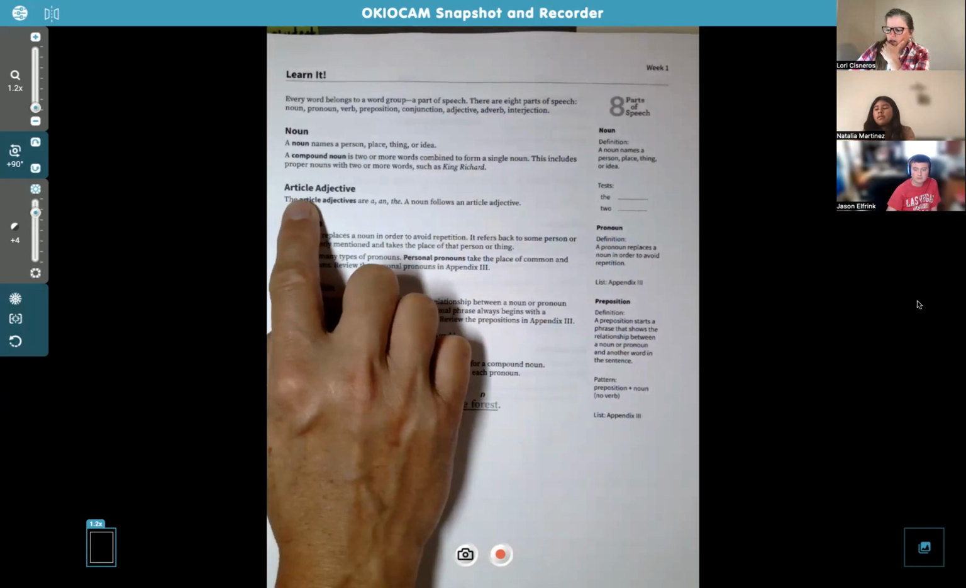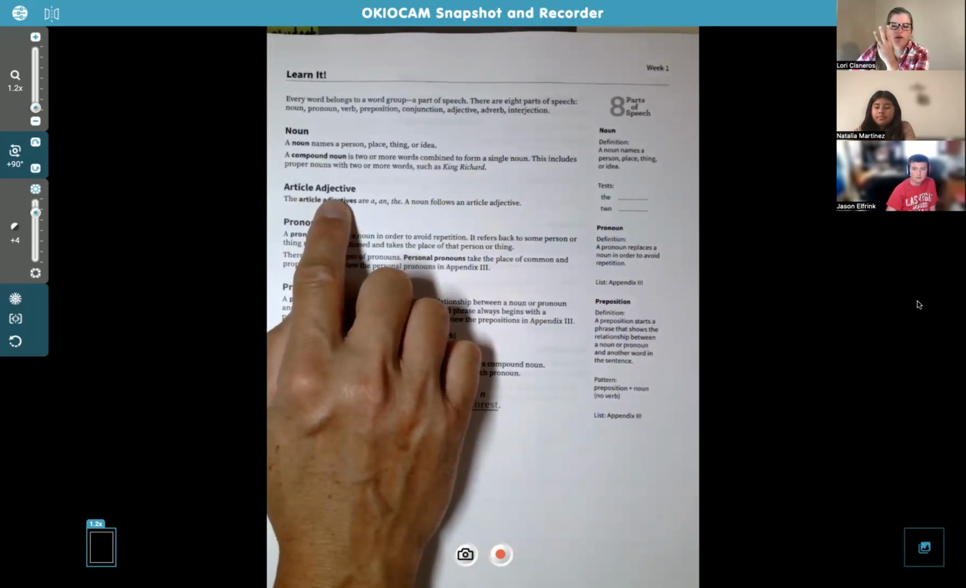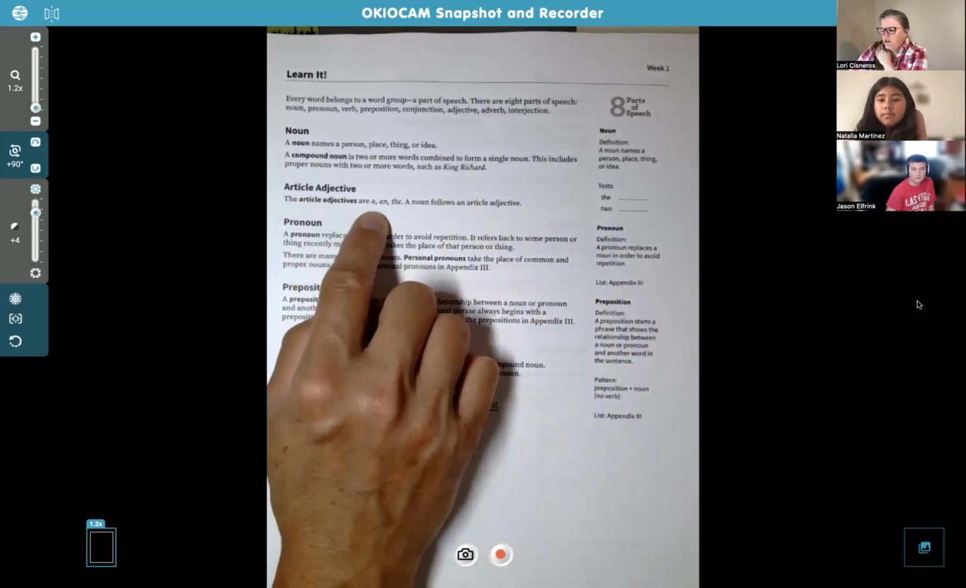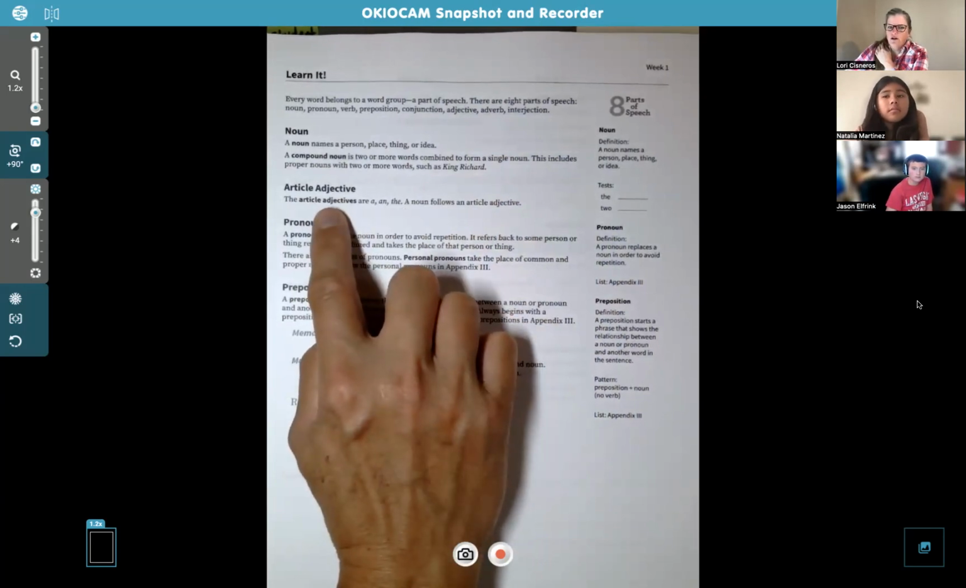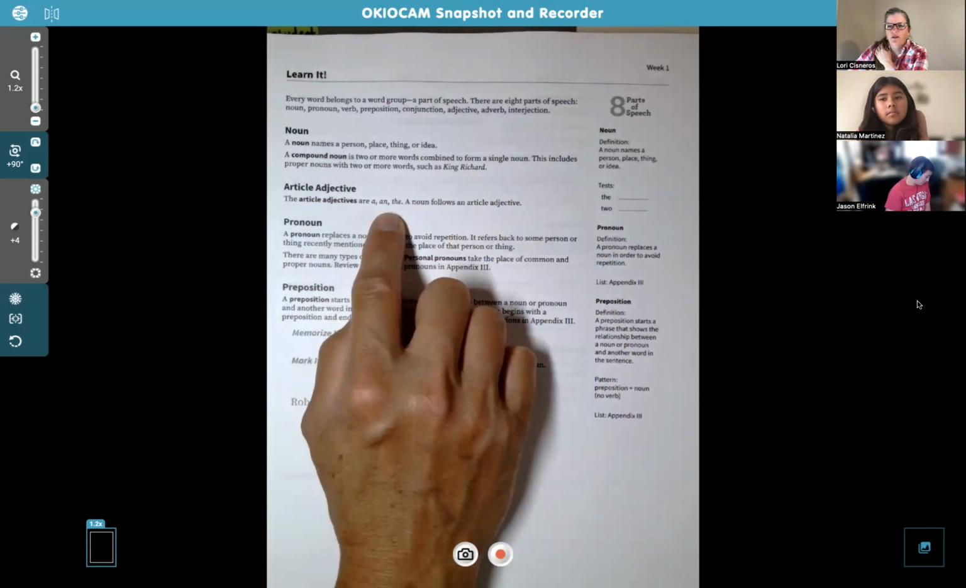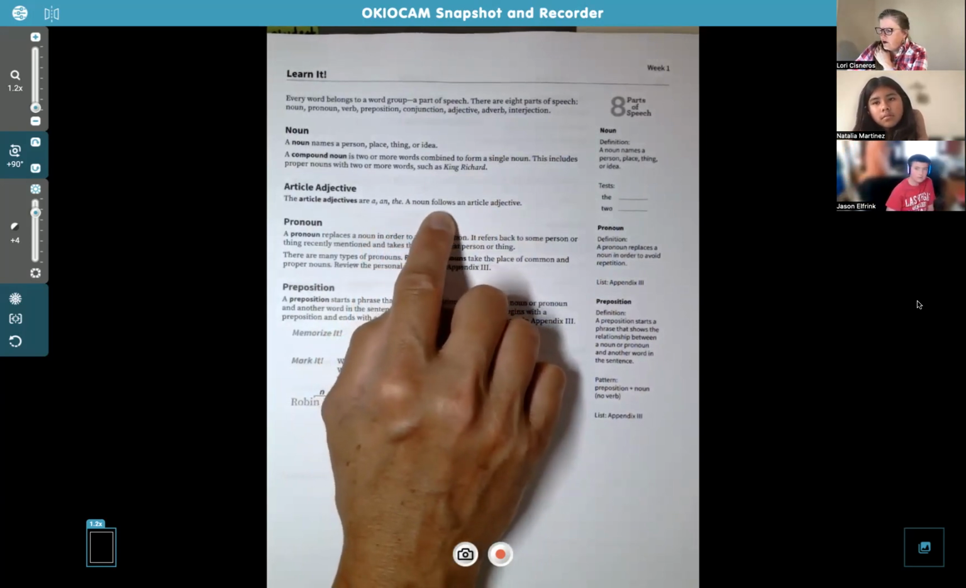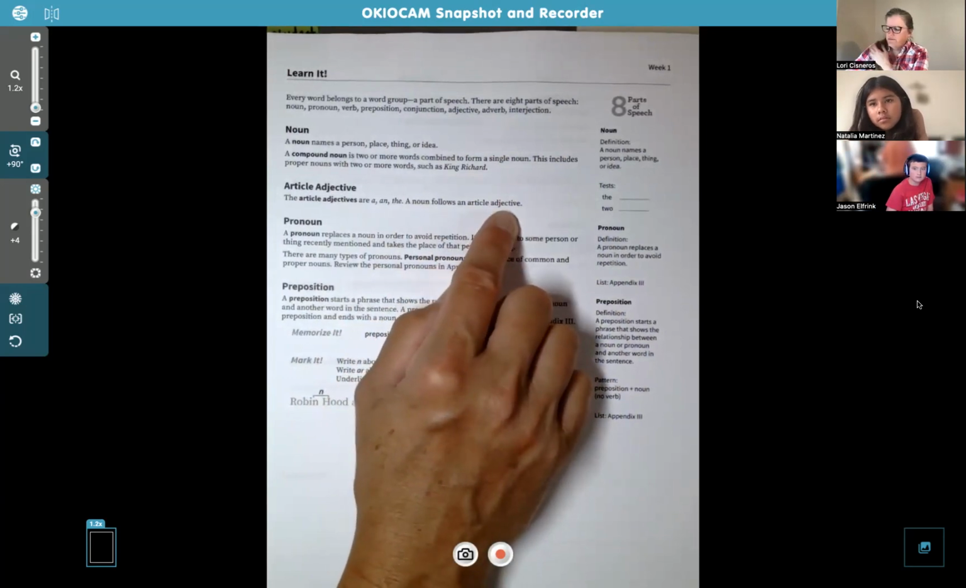And then we have what's called an article adjective. There's only 3 in the English language. It's a, an, the. Those are called article adjectives. In this book, they're going to refer to them as articles. And a noun follows an article adjective.